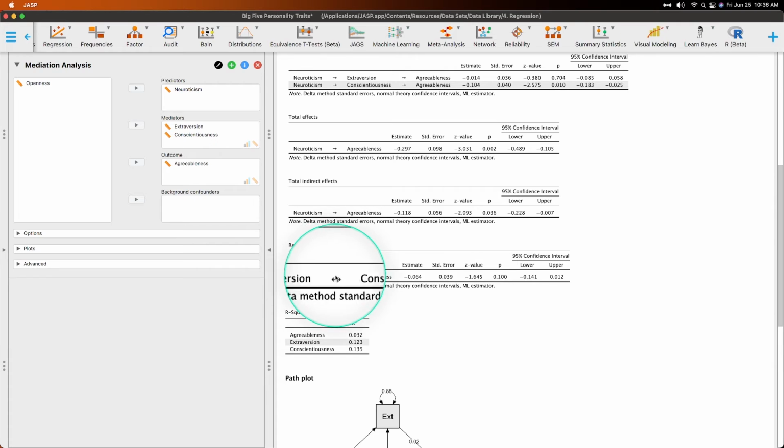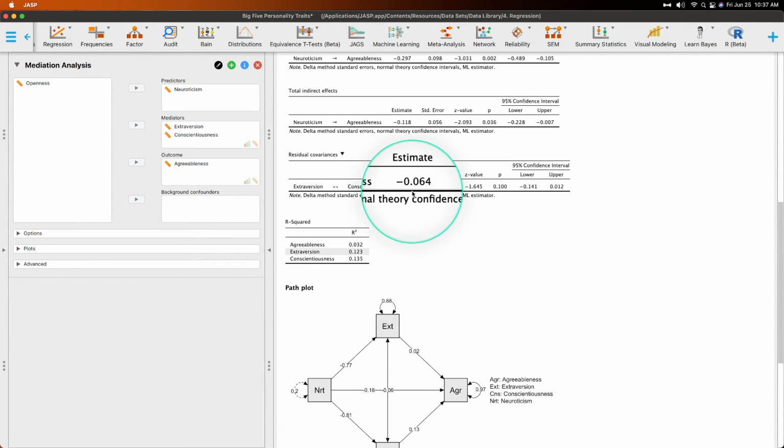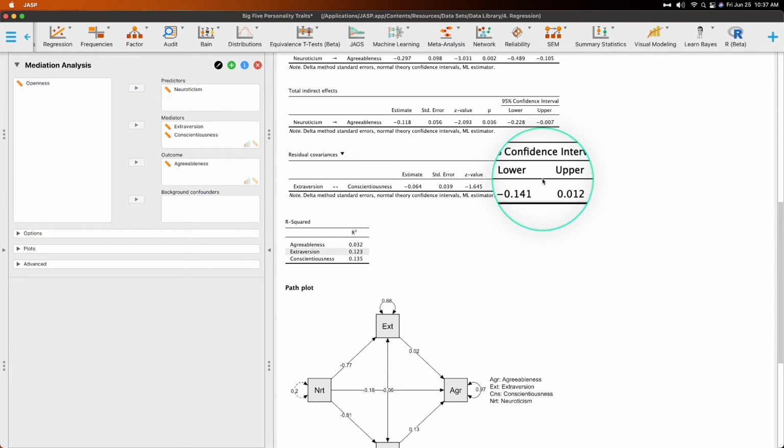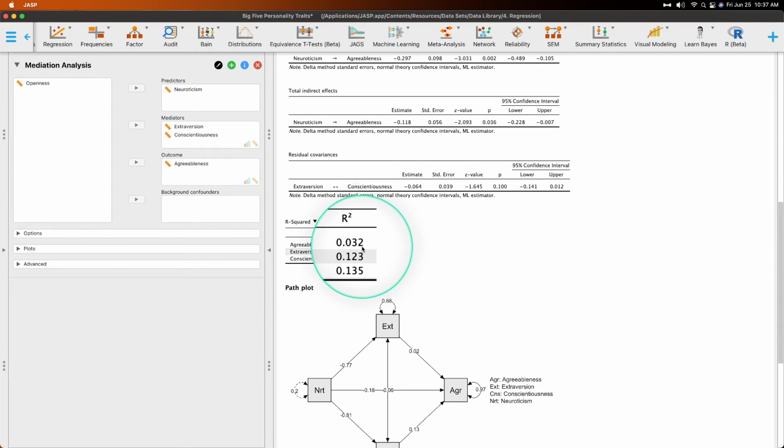So extroversion does not mediate neuroticism to agreeableness, but conscientiousness does. And that makes some intuitive sense. And you can get your residual covariances here. That's the mediator relationship with each other, and we get a negative 0.06. So they're not really taking too much variance away from their mediation abilities. They're kind of related to each other, but not terribly too much. And you can see that the confidence interval includes 0. And then we have our R-squareds over here. So agreeableness 0.032. We sort of recognize here that that direct effect is no longer significant. And extroversion 0.123 and conscientiousness 0.135.